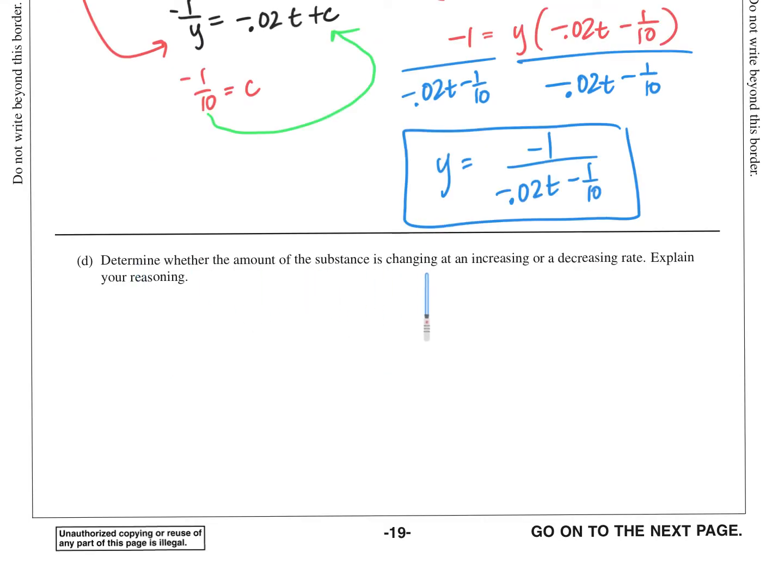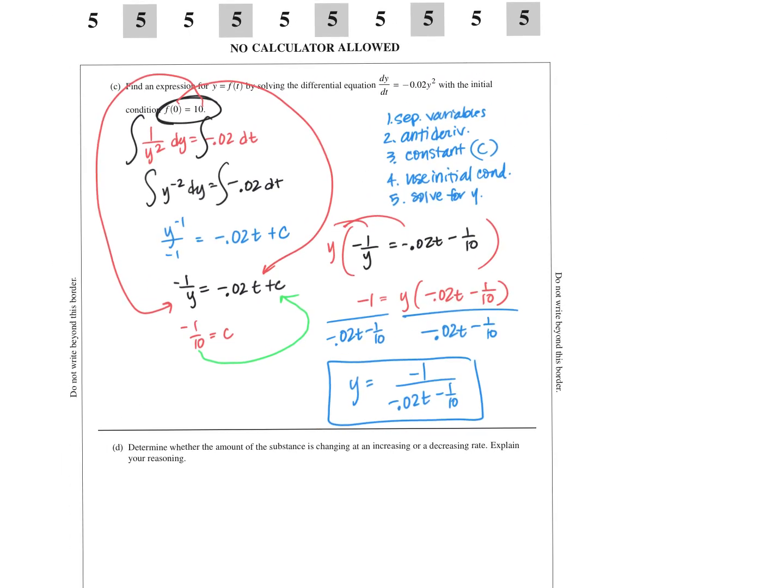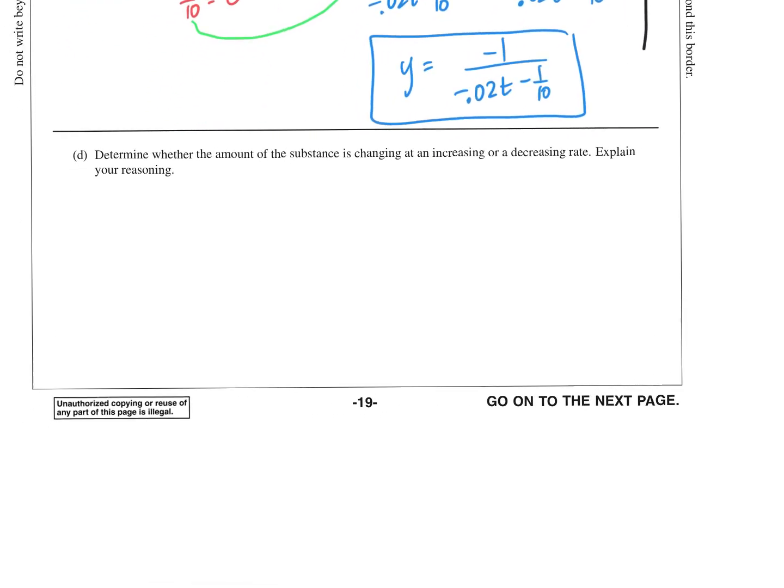Determine whether the amount of the substance is changing at an increasing or decreasing rate. So how did they explain what dy dt was in part A? They said during the chemical reaction, f of t is the amount of substance present at the start of the reaction. The function satisfies the differential equation dy dt. So determine whether the amount of substance is changing at an increasing or decreasing rate. Well, we've got the rate of the substance, dy dt, they gave us was negative 0.02 y squared.